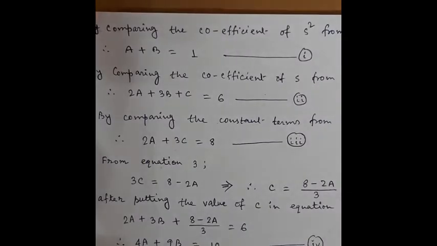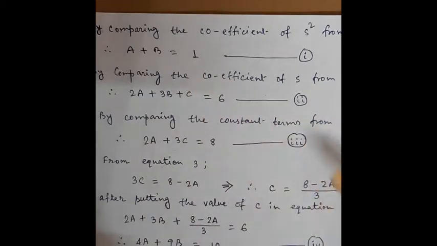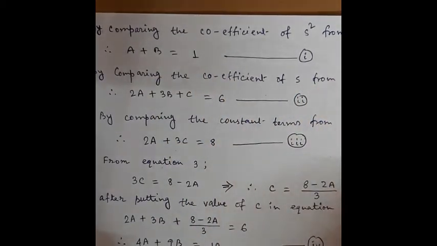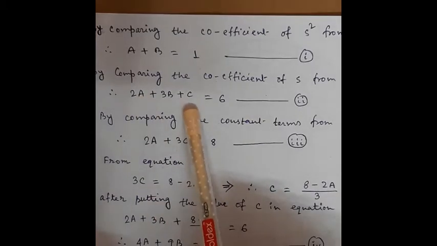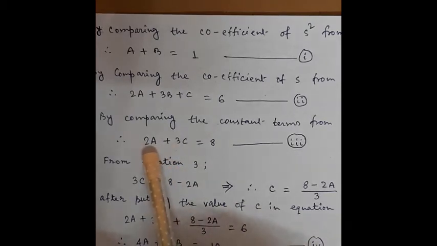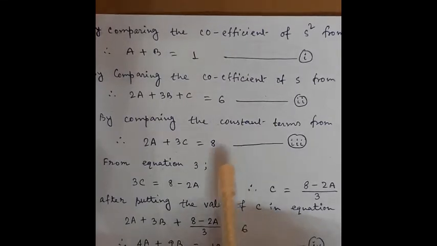Now if I compare the coefficient of s square from both sides, then we can write A plus B is equal to 1. If we compare the coefficient of s from both sides, then we can write 2A plus 3B plus C is equal to 6. And if we compare the constant terms from both sides, then we can say 2A plus 3C is equal to 8.